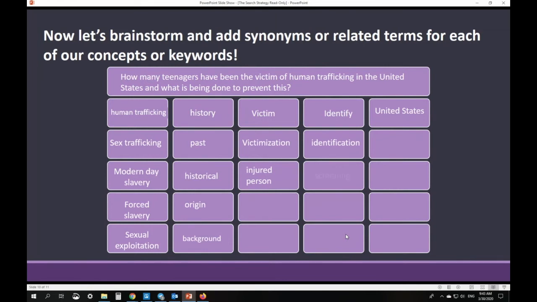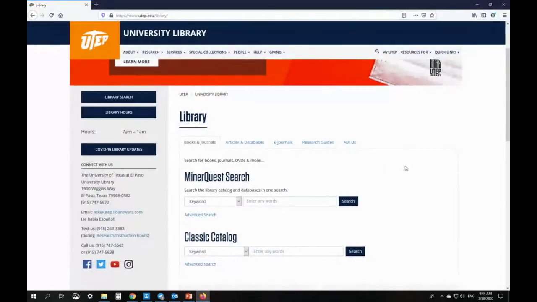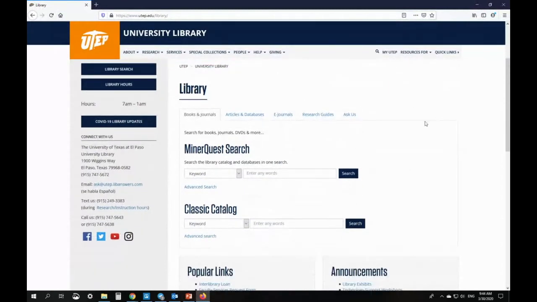Synonyms or related terms for identify can be identification or screening. Synonyms for United States can be America, US, or USA. Now that we have our search terms and related synonyms and concepts, let's go to Minerva Quest so you can see how it all goes together. This is our library's homepage.